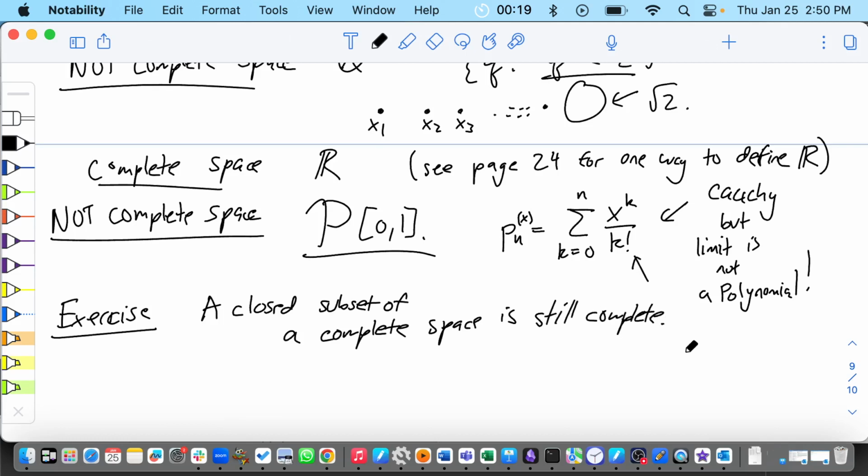If you take a subset of a space, it might not be a space anymore, right? Because part of what we said for being a normed space is that it has to be closed under vector addition. If you have a subset that is also a space, people call this a subspace. So it should say a subspace: a closed subspace of a complete space is still complete.